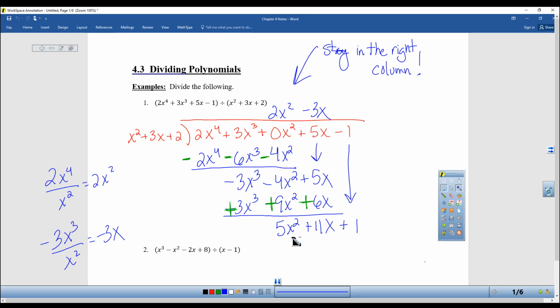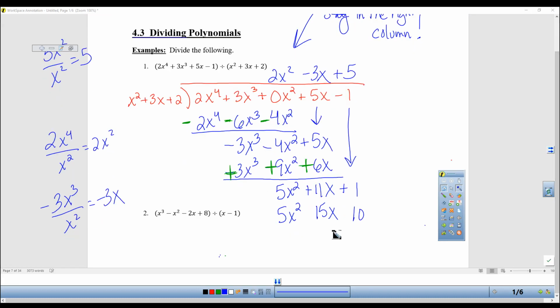What times x squared makes 5x squared? Again, if you can't do it, you can write the first one that you're trying to figure out, divided by the first one over there, and that'll always tell you what goes in the next column. I multiply. 5 times 2 is 10. 5 times 3x is 15x. And 5 times x squared is 5x squared.